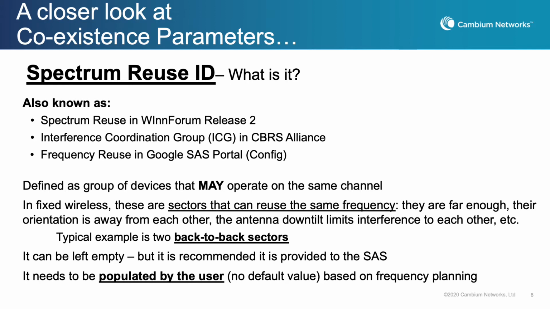This parameter can be left empty, but if it's not provided, then the Google SAS is going to make some assumptions in its calculations, and these assumptions may or may not match with your network configuration. For this reason, we recommend you provide your own, so you're in control of what the SAS is using when doing the math. There is no default value for this parameter. The user needs to populate it based on the frequency planning.